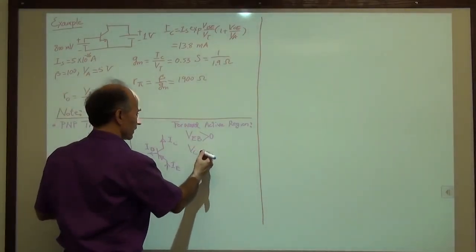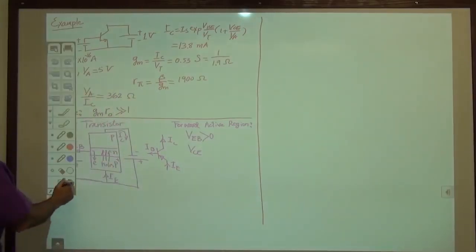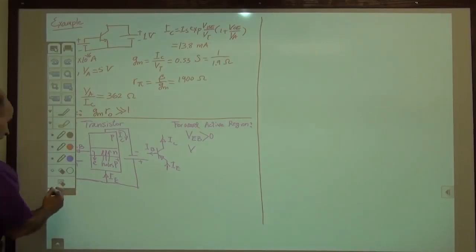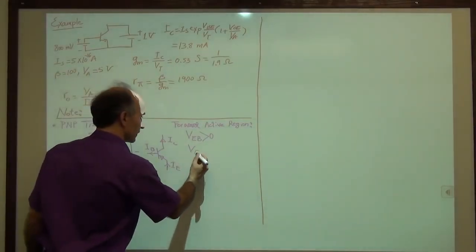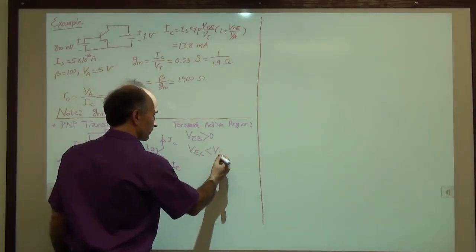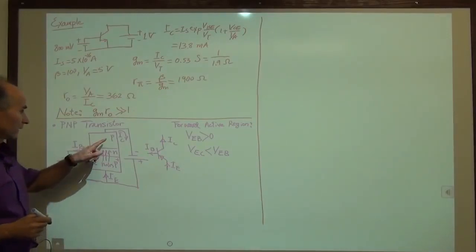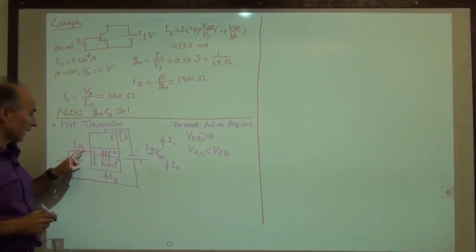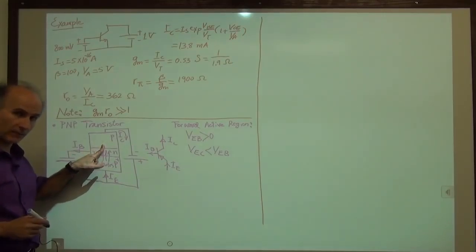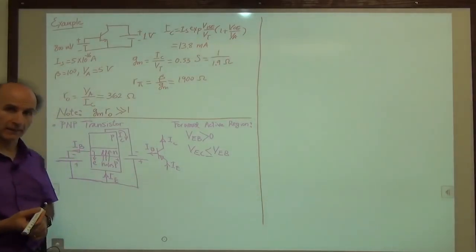So VCE must be, okay, sorry, let me write that correctly. So we have VEC must be more negative than VEB. This also guarantees that the collector is at a lower potential than the base, and this junction remains reverse biased. We can even assume equals, as we have seen in the past.